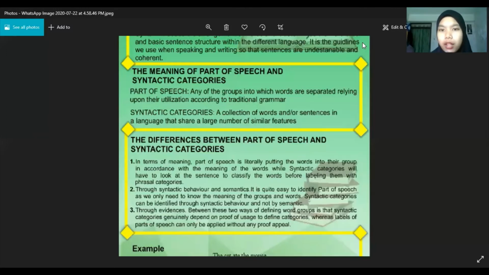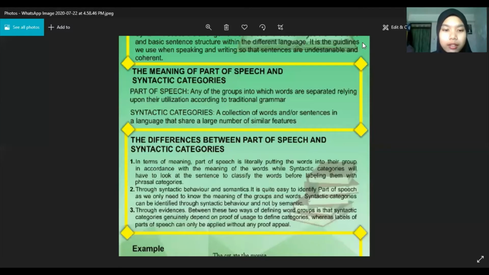Like I have explained in the definition, part of speech is just literally putting the words into groups upon their usage, while syntactic categories will look at the sentences to classify the words before putting them into their phrasal categories. The second difference is about syntactic behavior and semantics. It is quite easy to identify part of speech as we only need to know the meaning of the groups and words.